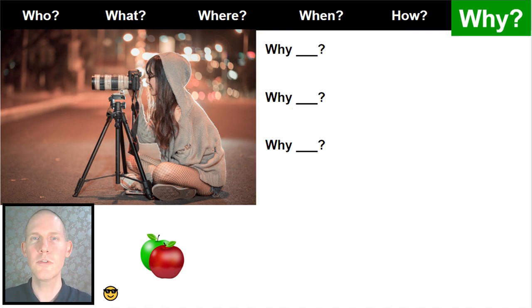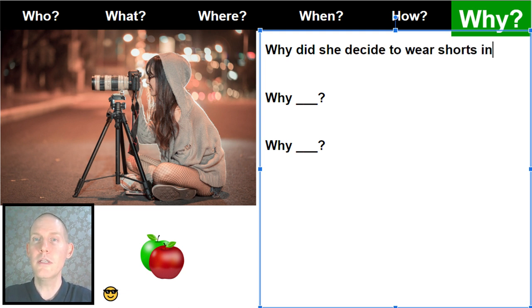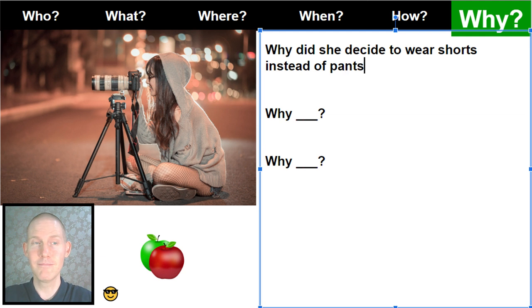All right, let's go to the second group. All right, and if you have more why, I'm sorry, it was Abdul Samad, right? Abdul Samad had the question, why did she decide to take pictures at night? Great question. And it's a more complex question, right? It's a little bit longer. Very nice. Let's see, why did she decide to wear shorts instead of pants?